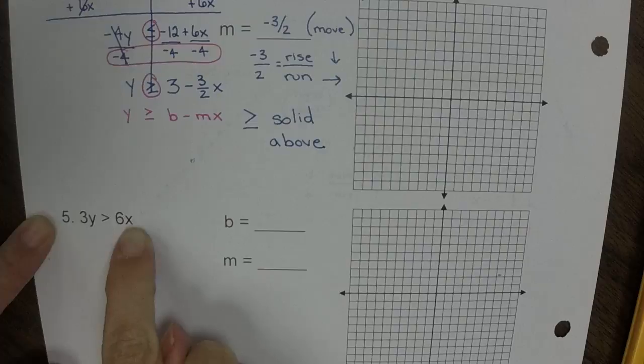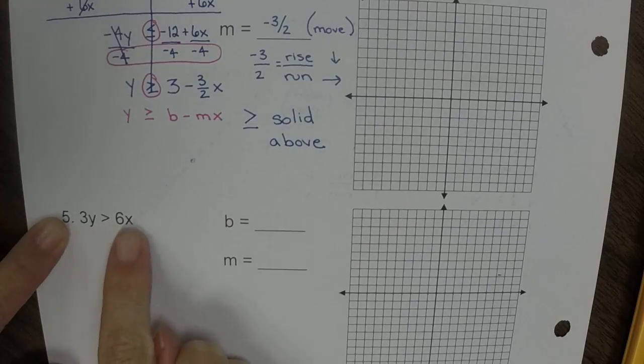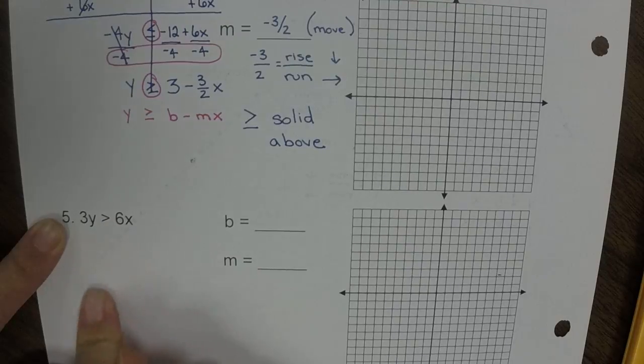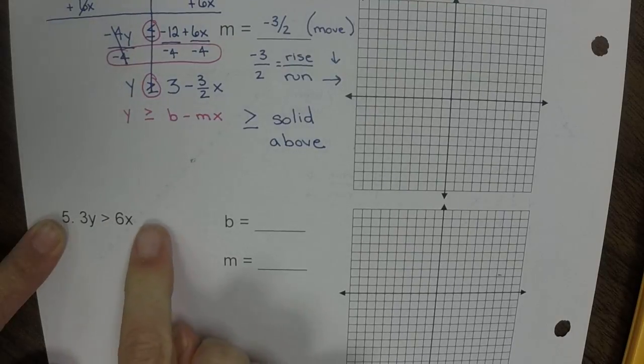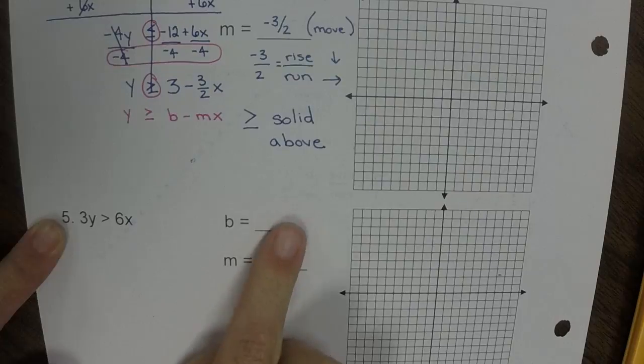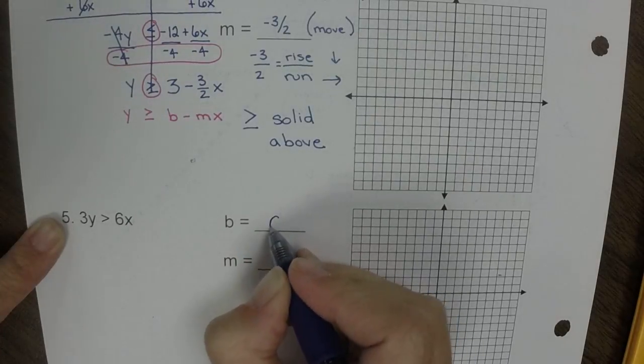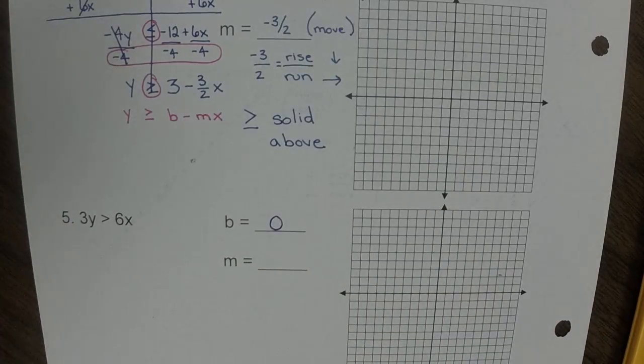Notice the x has already been moved. So all we have left to do is divide by 3 in order to get our equation. And there's not a b value, so this should end up being 0. Good. All right, so now let's look at the very bottom.